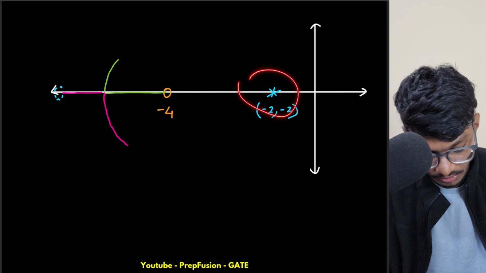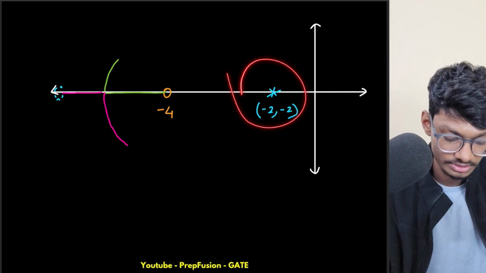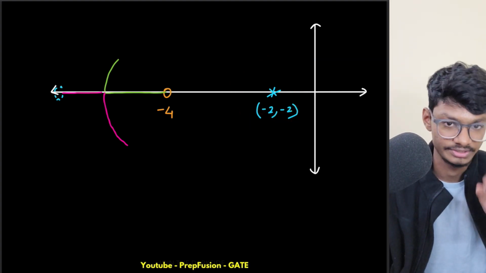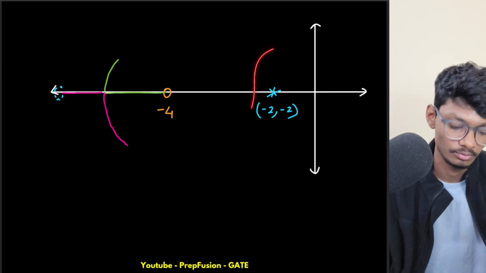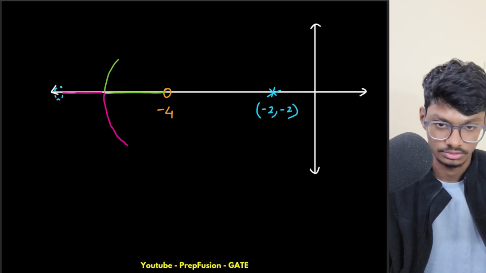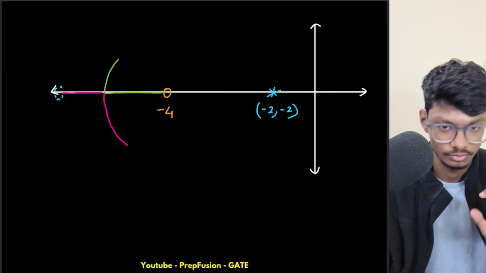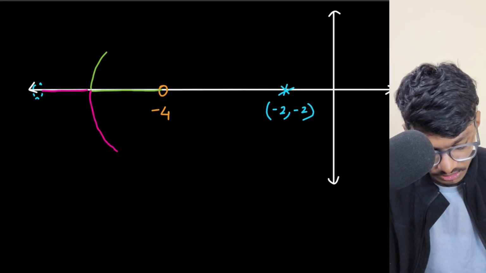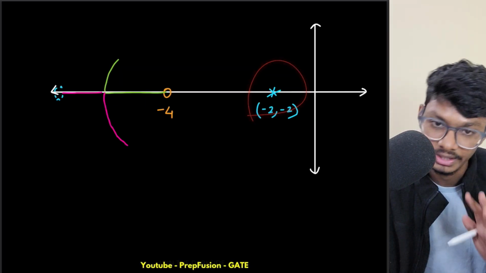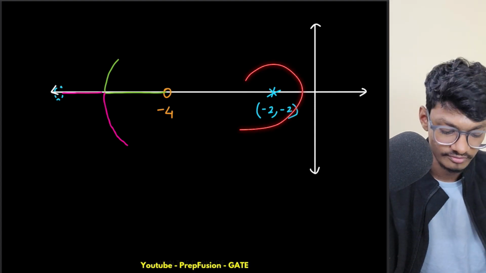And what is happening over here, I have two roots. So obviously I will have a breakaway point, as I mentioned. Either I will have a breakaway or break-in point for repeated poles or zeros. So this represents a breakaway point in itself because I have two repeated poles.